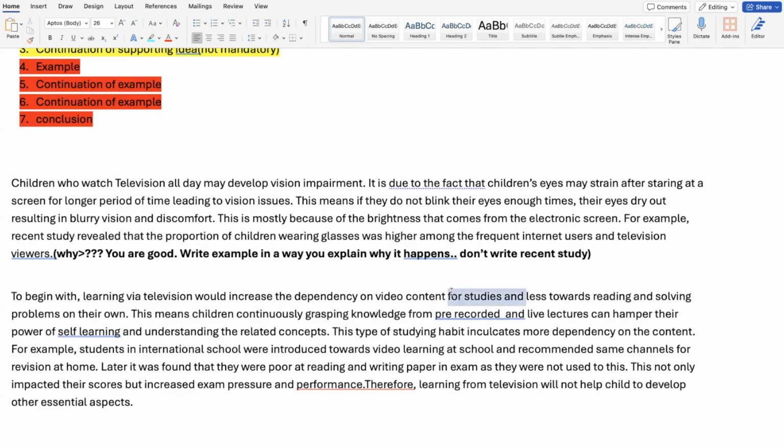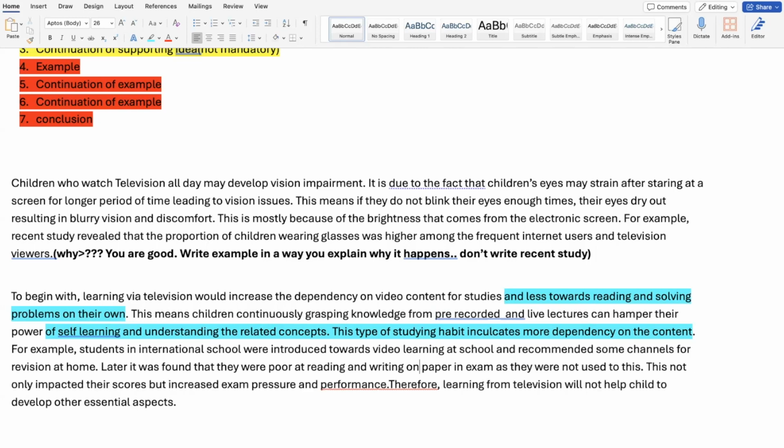This is not clear. You wrote this, it's fine, but why am I not clear? How come it is dependency on the content? Students in an international school were introduced to video learning and recommended some channels for revision at home. Okay. Later, it was found that they were poor at reading and writing, as they were not reading and writing on paper in the exam. Reading and writing on paper.